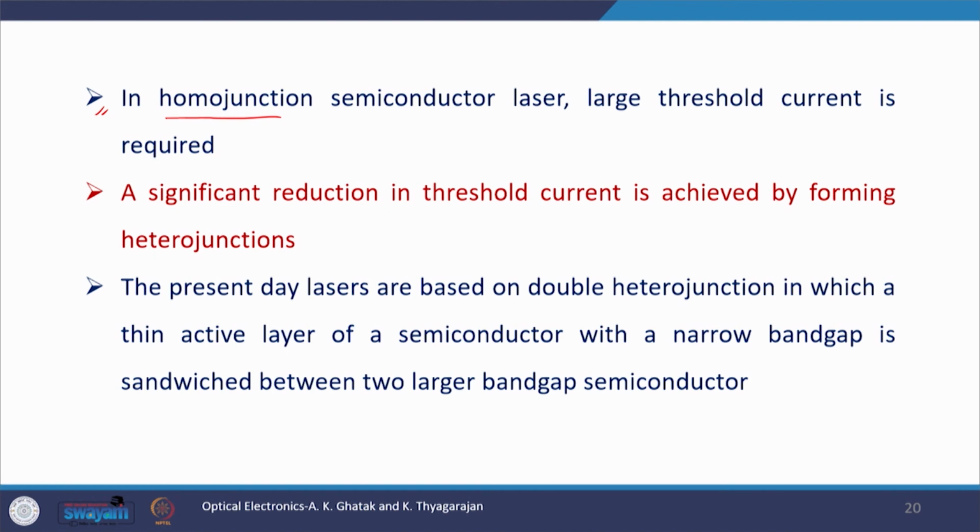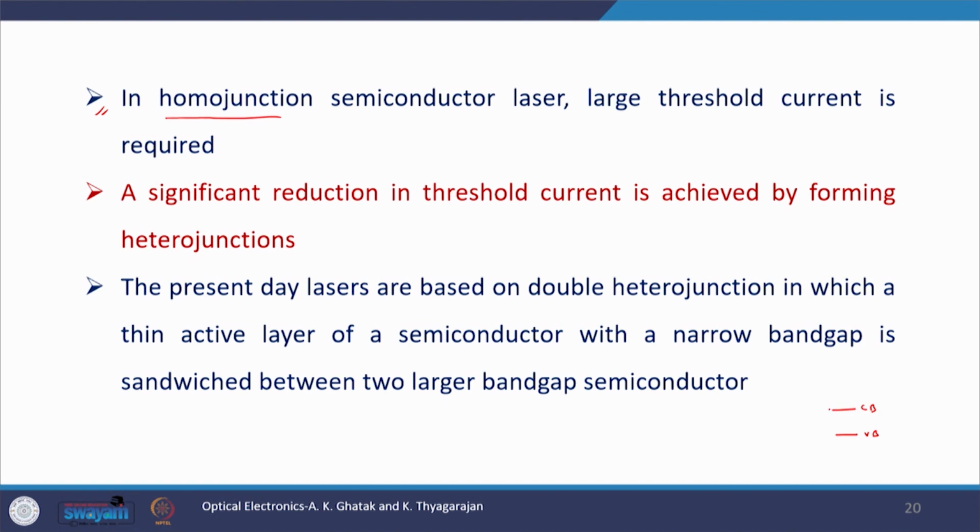In a heterojunction semiconductor, the energy bands do not match. But in present day, lasers are based on double heterojunction, in which a thin active layer of semiconductor with a narrow band gap is sandwiched between two larger band gap semiconductors. This can be understood through this diagram. This is the conduction band and this is the valence band. This is the conduction band edge and valence band edge. Now, this is the thin active layer inside the semiconductor laser.